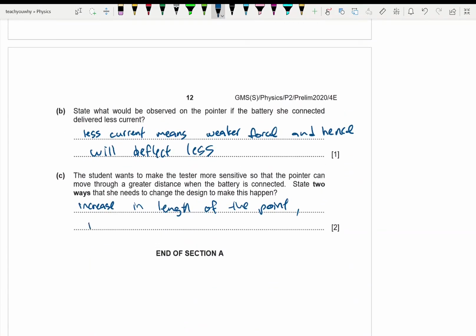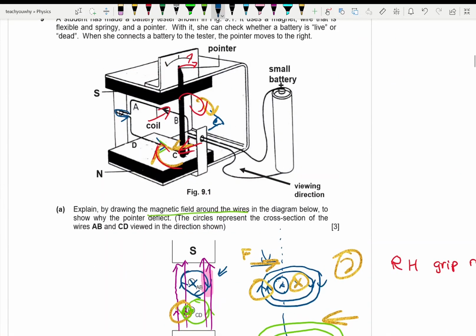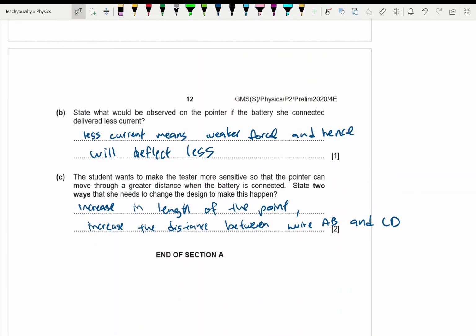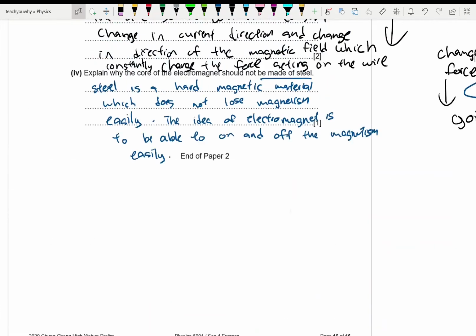Another way is to increase the distance between wire AB and CD. Same effect: if I were to increase the distance, can you see my pivot is here? If now it's here and then now it's here, the moment arm increases. Okay, so this is how we can make it more sensitive, and it allows it to swing faster.